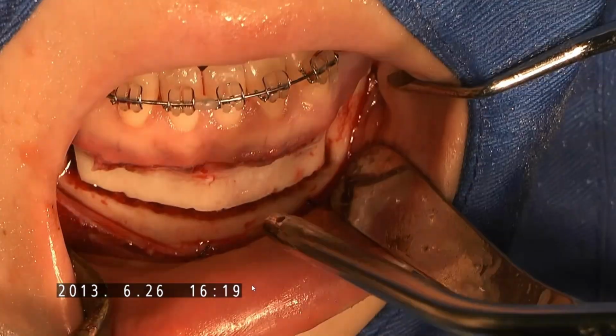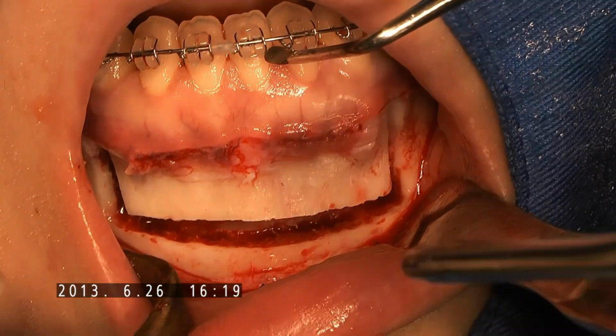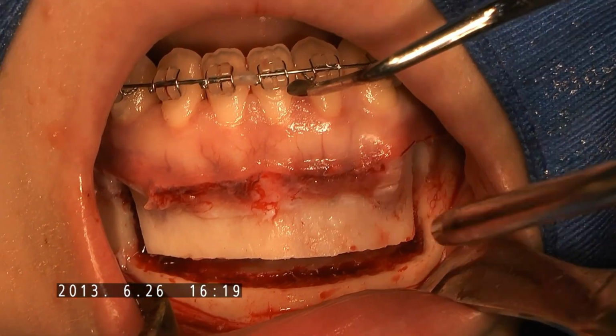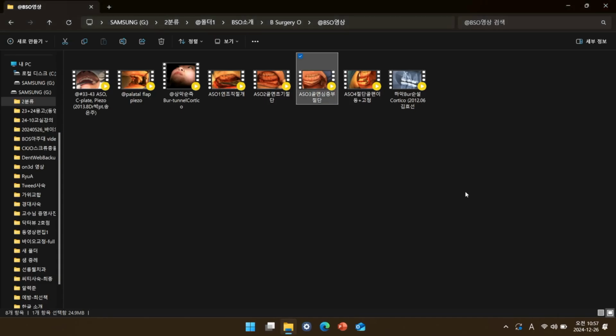The cut line is 3 millimeter usually. Yeah? When we try to cut from the labial side to the lingual side, the depth is almost 2 or 3 millimeter. It's good to intrude the section.